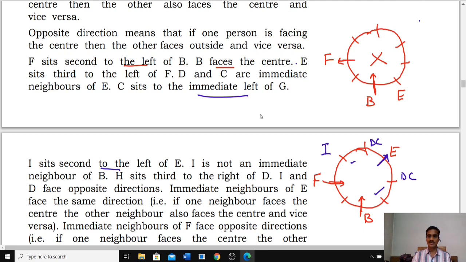And C sits to the immediate left of G. If I is here, there is no chance for C here, then D will be here. If D is here, then C will be here. C is here, then G. And C sits second to the immediate left of G. G will be away from the center.